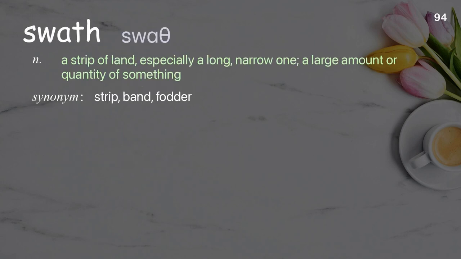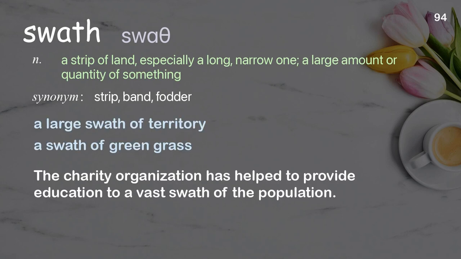Swath. A strip of land, especially a long, narrow one; a large amount or quantity of something. Examples: a large swath of territory, a swath of green grass. The charity organization has helped to provide education to a vast swath of the population.